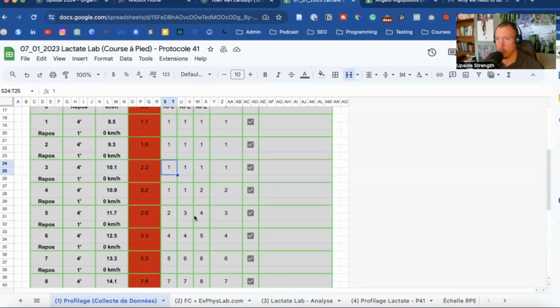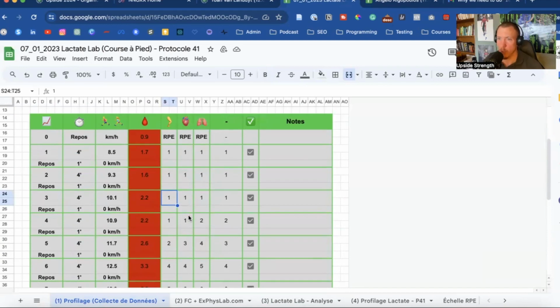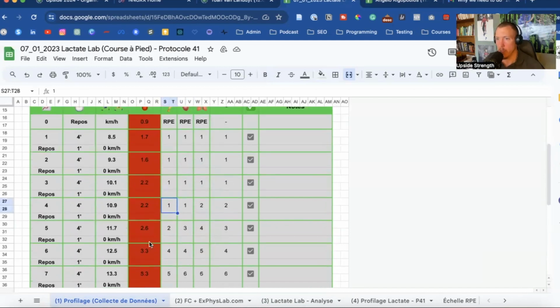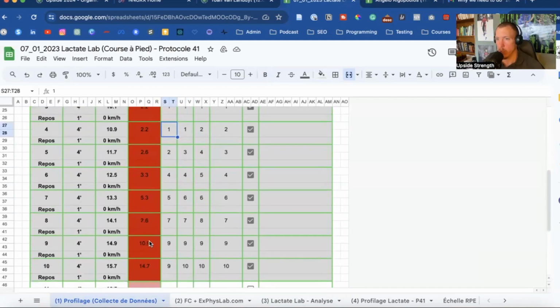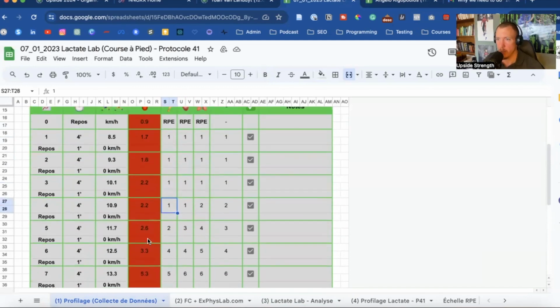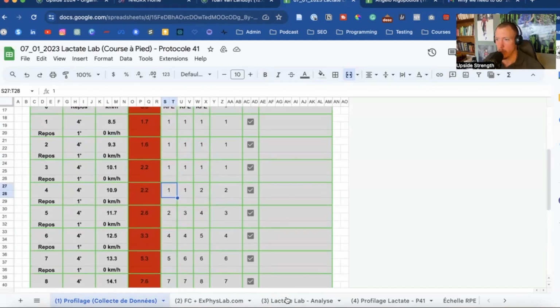He did tell me he was not in the same shape as he was when we tested him the first time, because now it's the beginning of the season and he's just getting going with training. So the results aren't going to be as good, quote unquote, in terms of performance, but that's fine. We're just here to look at the data and interpret it.